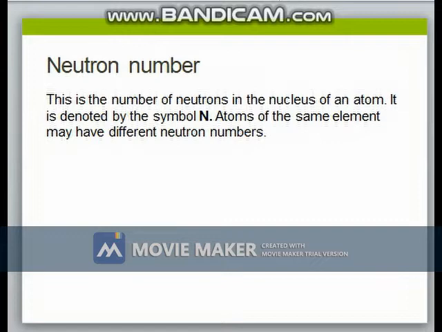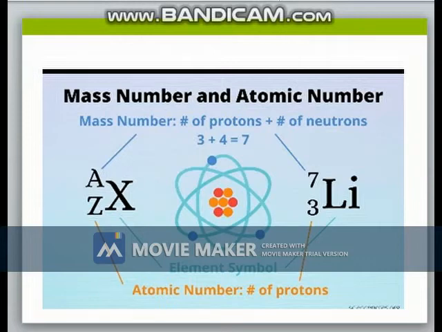Let's now proceed to look at how these are represented. So you have on your left side this X, representing the symbol of any element, the chemical symbol. Then the A here is representing the atomic number. So that is where it is written. And take note, the A represents the mass number. I repeat, the A represents the mass number, while the Z represents the atomic number.